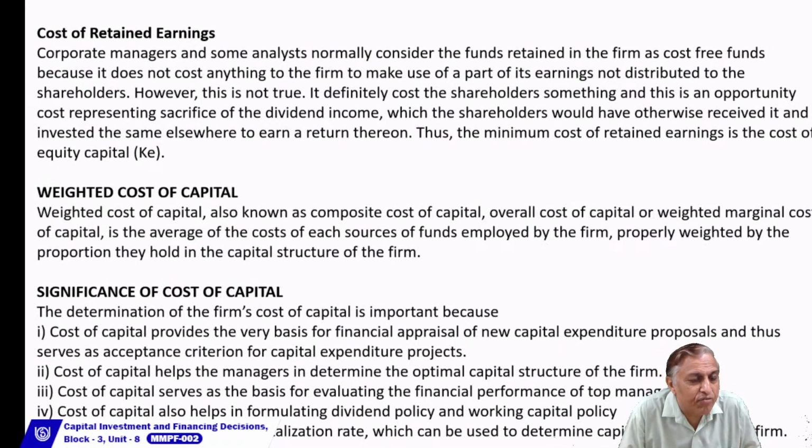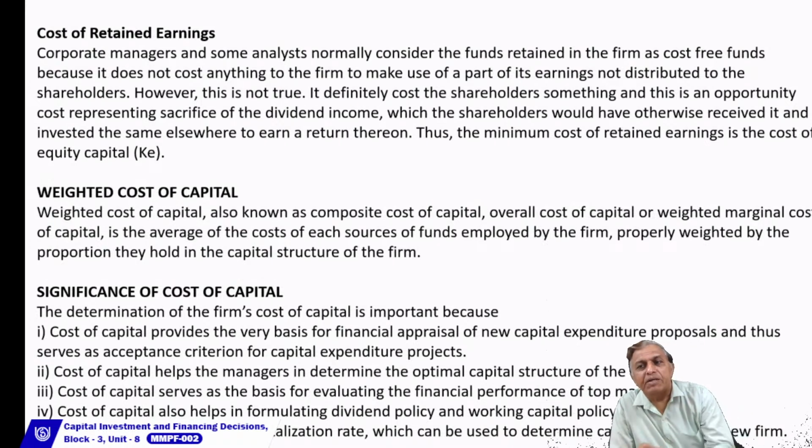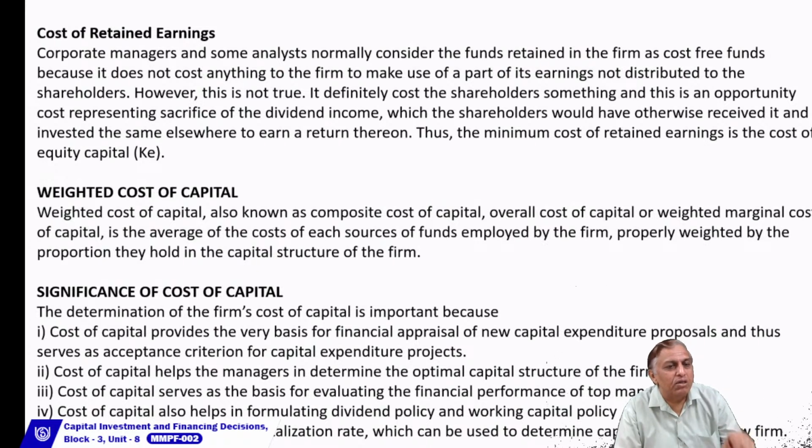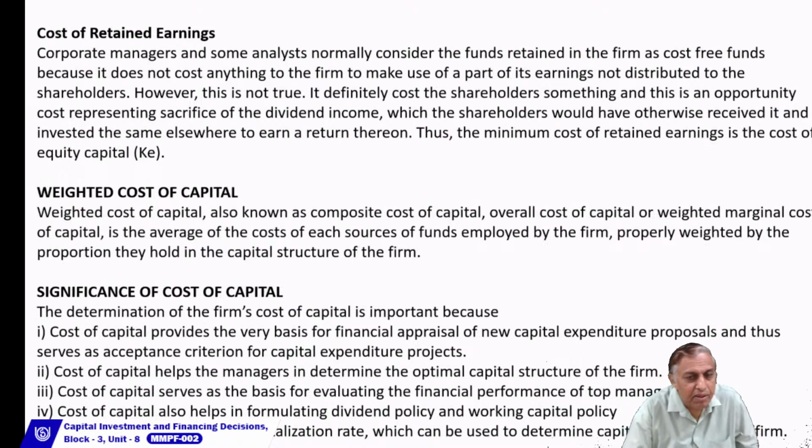Weighted cost of capital. Weighted cost of capital is also known as composite cost of capital. Overall cost of capital or weighted marginal cost of capital is the average of the cost of each source of funds employed by the firm, properly weighted by the proportion they hold in the capital structure of the firm.